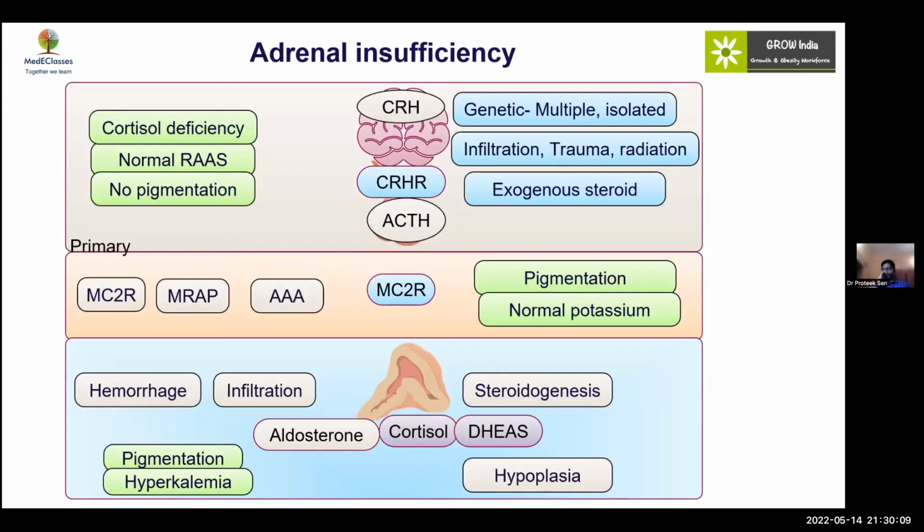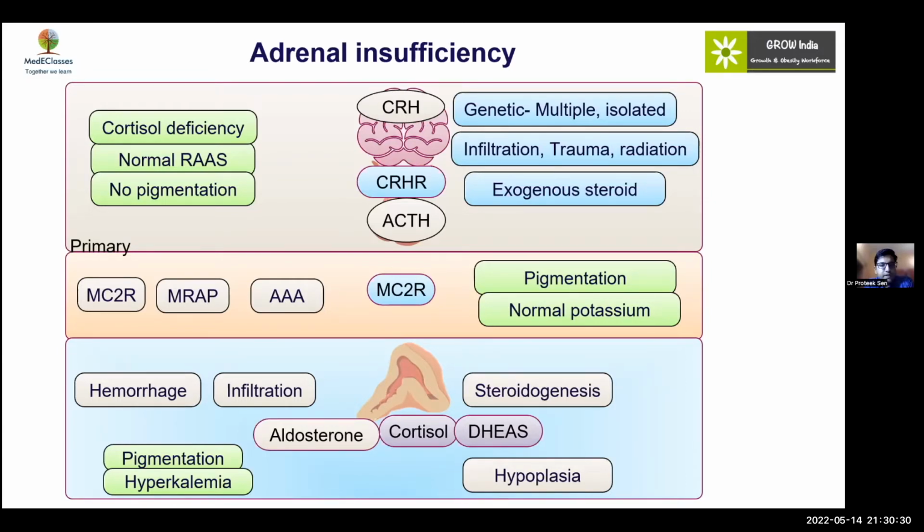Now, as mentioned, adrenal insufficiency might be primary or secondary. In secondary adrenal insufficiency, only ACTH is involved. Cortisol will be deficient, but the RAS axis is normal. Low ACTH will not cause any pigmentation. But when we come to receptor problems such as MC2R, MRAP, or AAA, there will be pigmentation.